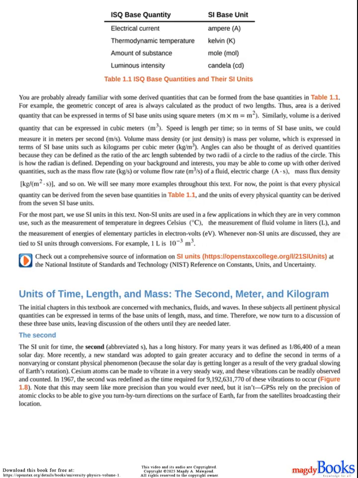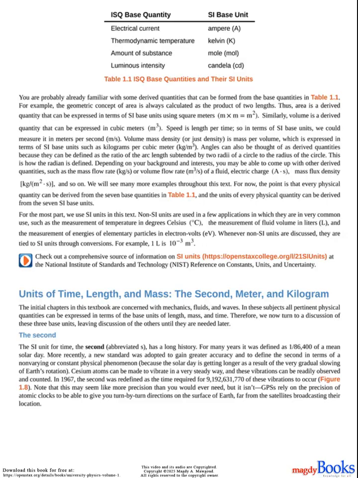Speed is length per time, so in terms of SI base units, we could measure it in meters per second, m/s. Volume mass density, or just density, is mass per volume, which is expressed in terms of SI base units such as kilograms per cubic meter, kg/m³. Angles can also be thought of as derived quantities because they can be defined as the ratio of the arc length subtended by two radii of a circle to the radius of the circle. This is how the radian is defined.